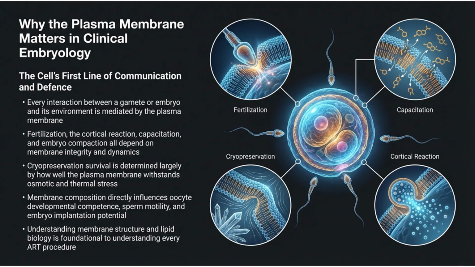Beyond cryopreservation, membrane composition directly influences oocyte developmental competence, the capacity of an oocyte to be successfully fertilized, support embryo development, and ultimately result in a healthy live birth. Sperm motility is membrane-dependent, as the flagellar wave requires precise control of ion channels and lipid dynamics along the entire length of the sperm tail. Embryo implantation involves molecular recognition events between the embryonic surface and the endometrium, recognition mediated by membrane-bound glycoproteins and lipids.